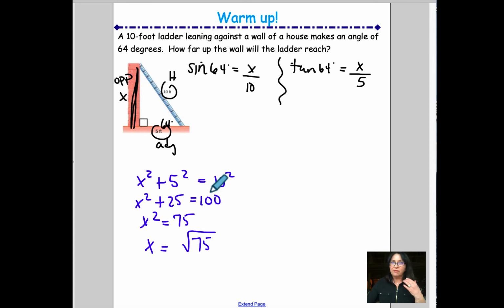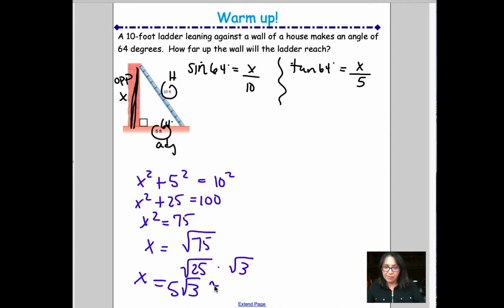And I would use this if they were asking me for an exact value, because for root 75, I could say, well, that's root 25 times root 3. And root 25 is 5, so that would be 5 root 3, which gives me an estimate of about 8.7. So I have an option: if they say to put my answer in decimal value, I'd say 8.7. Put my answer in exact value, I'd say 5 root 3.